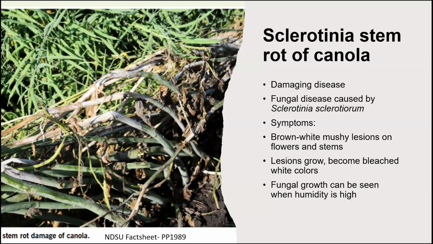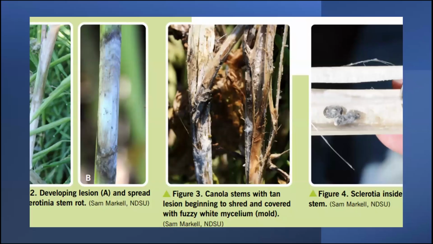And similar to the others, you're going to have brown to white mushy lesions on the flowers and stems. And then the lesions are going to become larger and kind of that bleached white color. And you can actually see the fungal growth whenever the humidity is high, similar to other crops.